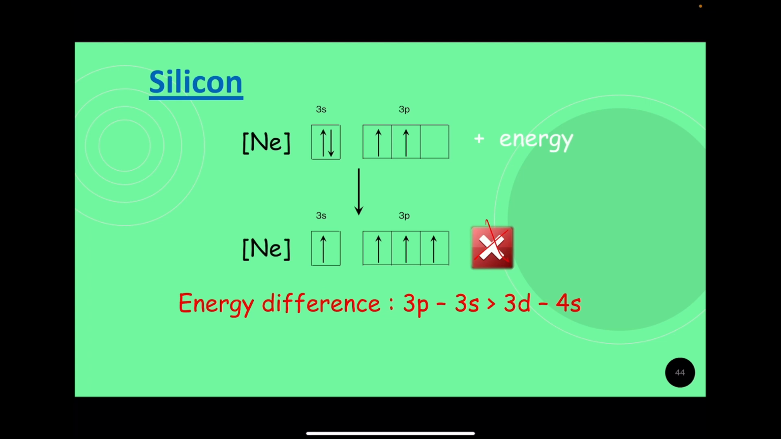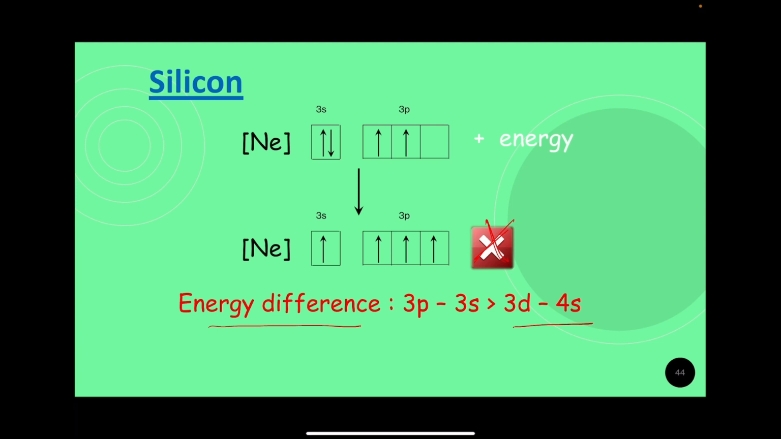Because for silicon, because of the 3p and 3s orbitals, the energy difference between 3p and 3s orbitals is very high compared to 3d and 4s orbitals. That's why it needs a lot of energy, which makes the process impossible. That's why in the case of silicon it will not happen here. The rearrangement of electrons only happens in the 3d and 4s orbitals.